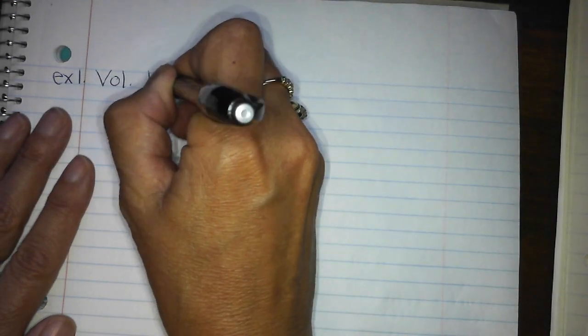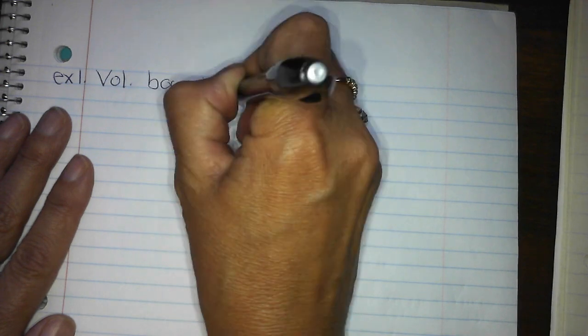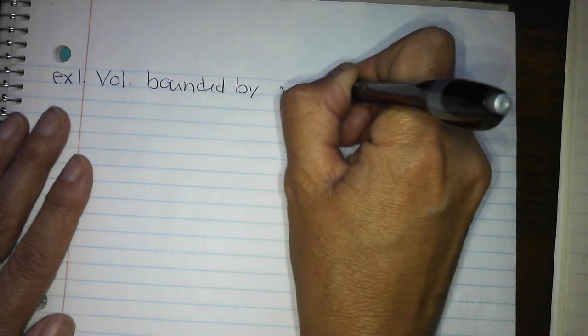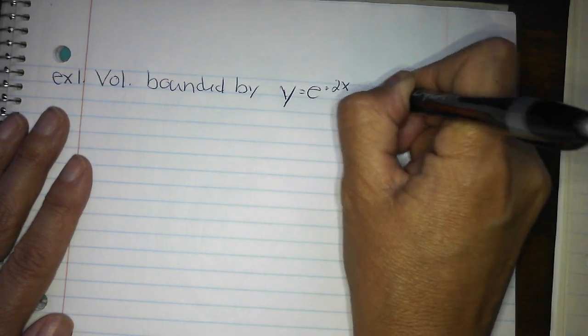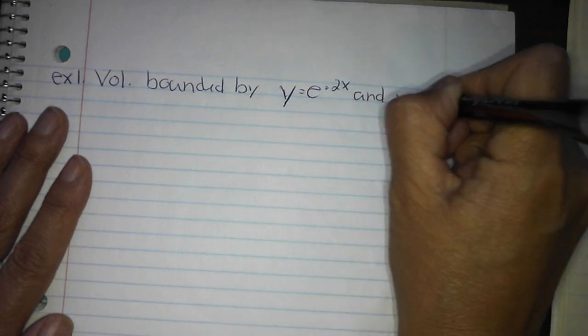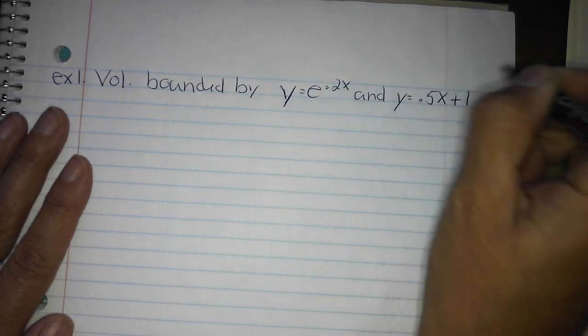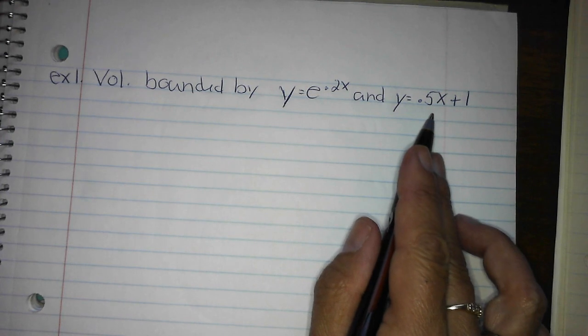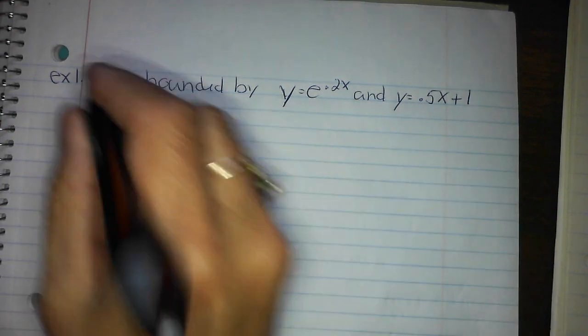The graph is boss, the rectangle is boss. So make sure you graph good and take your time. So we want the volume of the region bounded by y equals e to the 0.2x and y equals 0.5x plus 1. So bounded by, given just these two equations, that means there should be at least two intersections. And we're going around the x-axis.